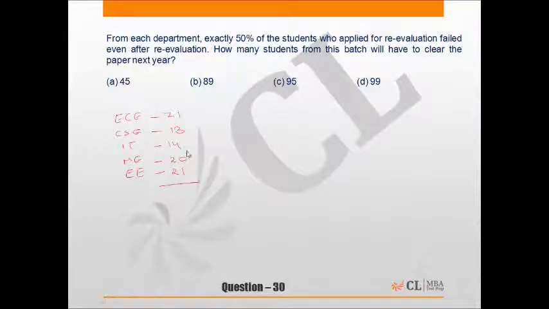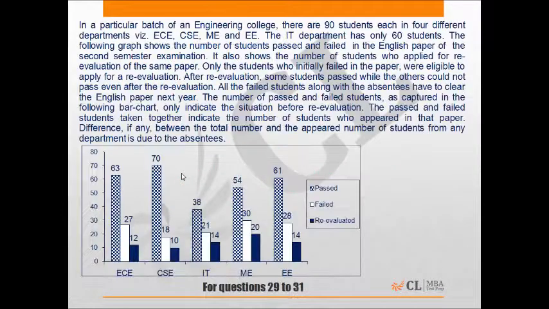So a total of 21 plus 13 is 34, plus 14 is 48, 48 plus 20 is 68, 68 plus 21 is 89. In all, 89 people failed. If 89 people failed, they should appear next year to clear the examination. But the absentees also have to appear next year to clear the examination. Let's find out the number of absentees.